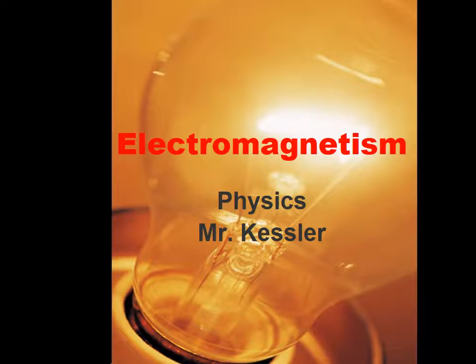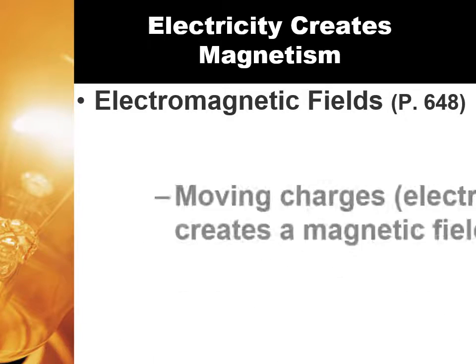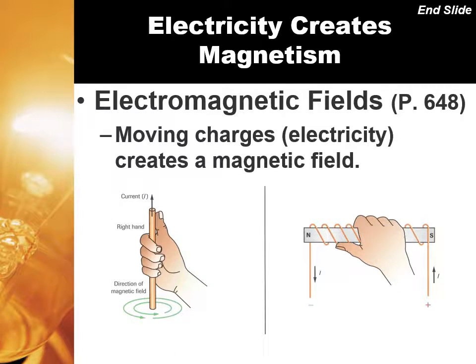This PowerPoint is over electromagnetism. Magnetic fields are created by electricity that's moving through a circuit. So charges that are moving, that changes their electric field, and that changing electric field creates a magnetic field.